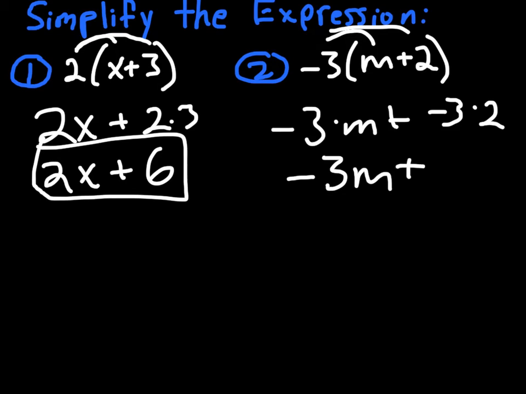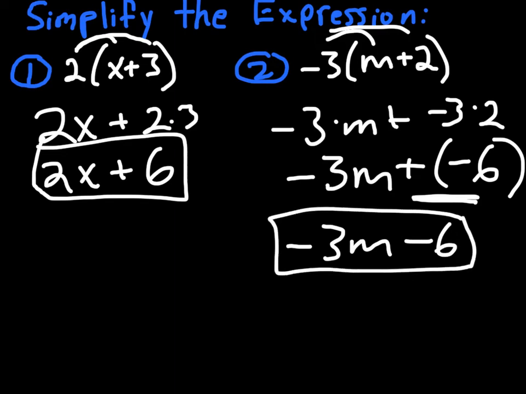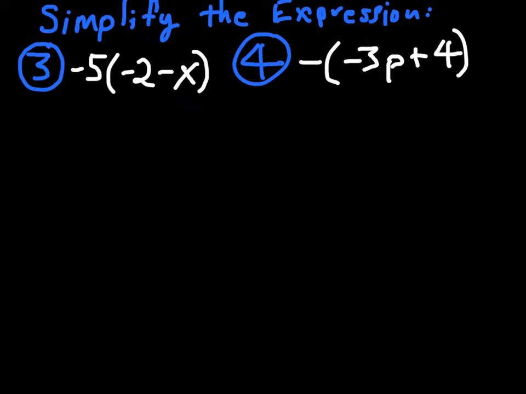And then we'll have plus negative 3 times 2. Well, negative 3 times 2 is negative 6. So negative 6 there. And then we know that if we have plus a negative, we can write that as just minus. So we'll write this as negative 3m minus 6. All right, let's do a couple more.